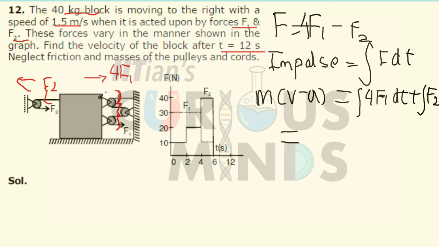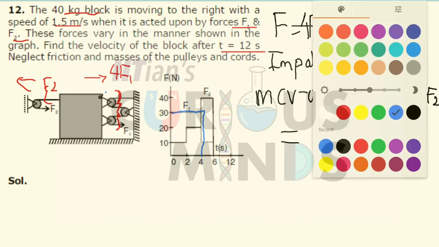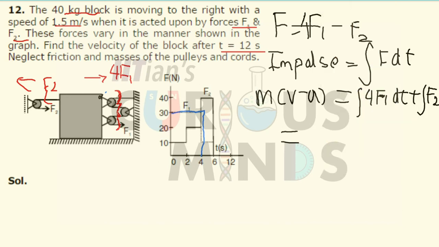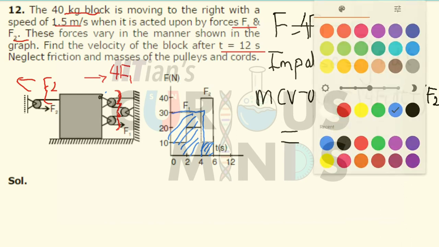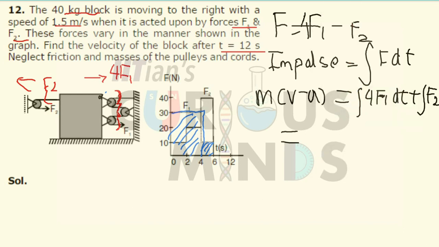So let us first calculate the area under the graph. The integration is the area under the graph for F1. If I calculate for F1, it is forming a rectangle over here which is 4 into 30, which is equal to 120, and there will be another block formed over here which is equal to 2 into 10. This will give me the answer 120 plus 20, which is equal to 140. So basically it can be written as 4 times 140 minus, it will be minus, not plus.